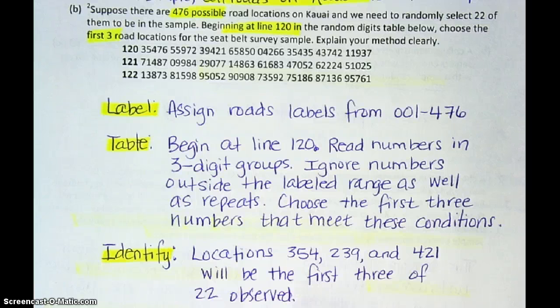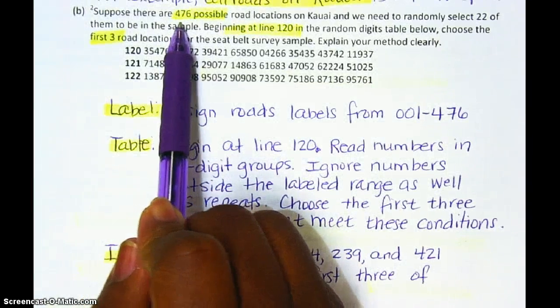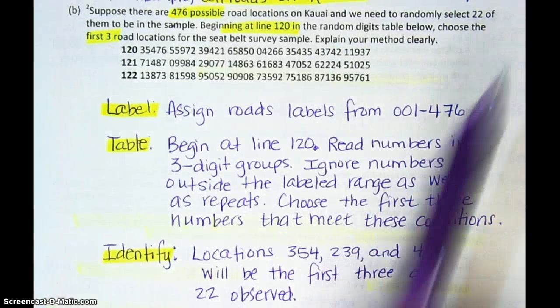The reason we're using 3-digit labels is because we assign those labels based on how many are in the population. Many students did it based on how many were in the sample. You have to be really careful with that.